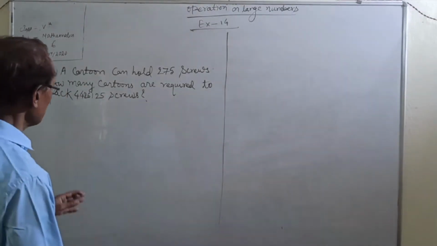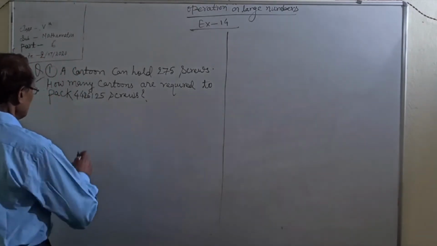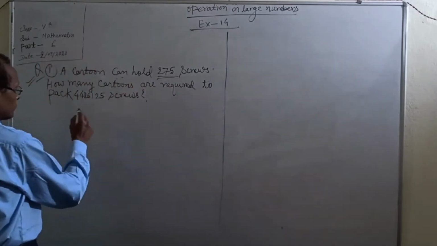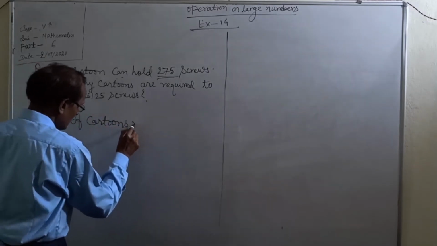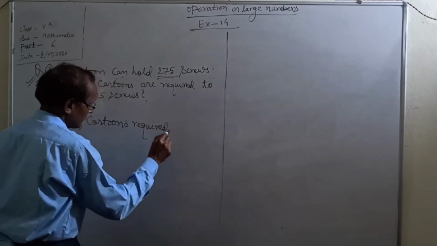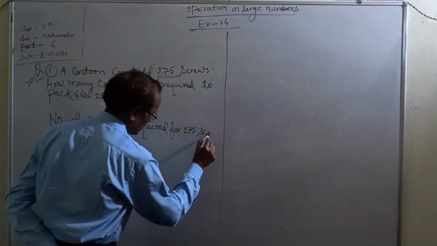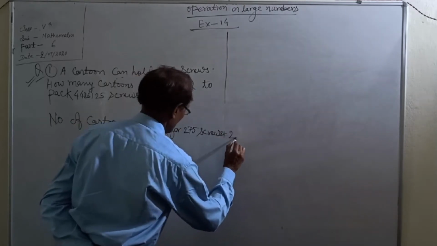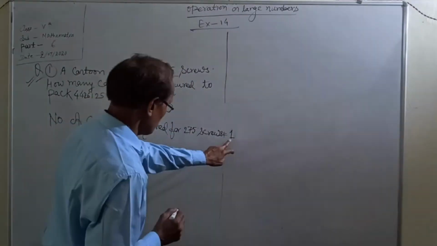Whenever you write the statement, keep in mind that whatever you want to find out, that numerical value goes on the right side of the statement, and in this way you will solve the question. Suppose you have to find the number of cartons. So you will write the statement: number of cartons required for 275 SKUs is equal to 1.